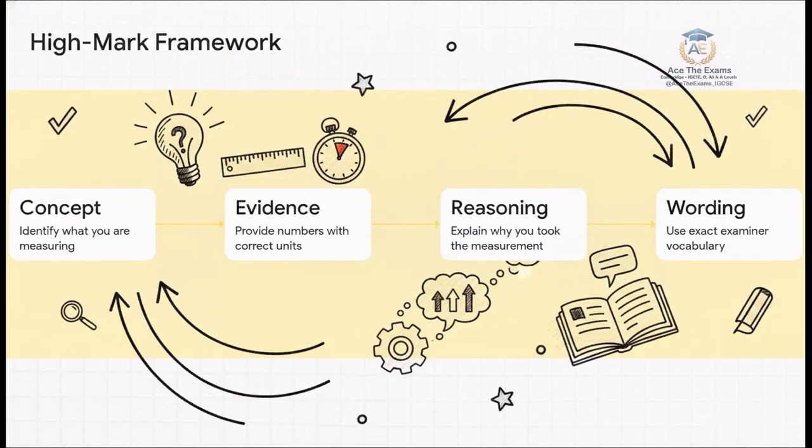So here is the secret. It's a 4-step high-mark framework, and you need to use this to structure every single practical answer. Step 1, the concept. What are you actually measuring? Step 2, the evidence or data. We are talking hard numbers with units here. Step 3 is scientific reasoning. Why did you take the measurement that specific way? And finally, step 4, examiner wording. This means using the exact vocabulary the Cambridge mark scheme is looking for. Let's see what happens when we actually put this into practice.